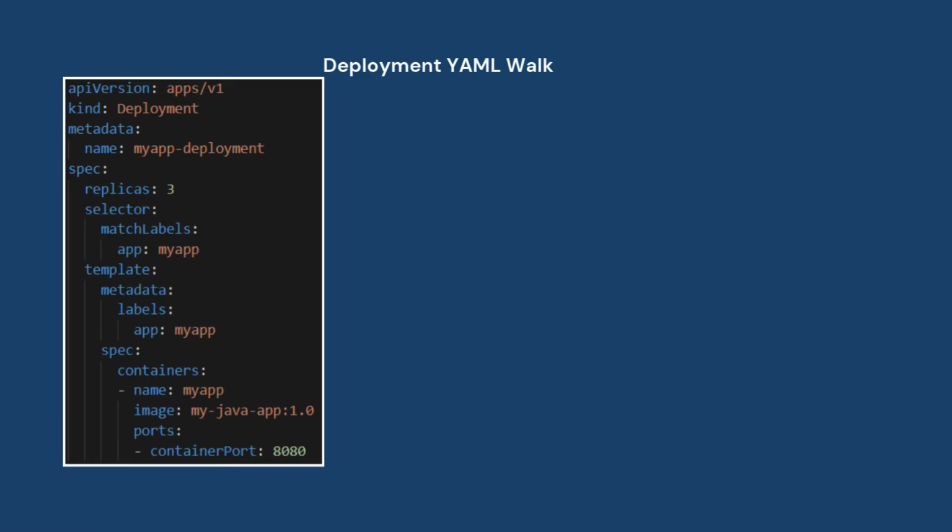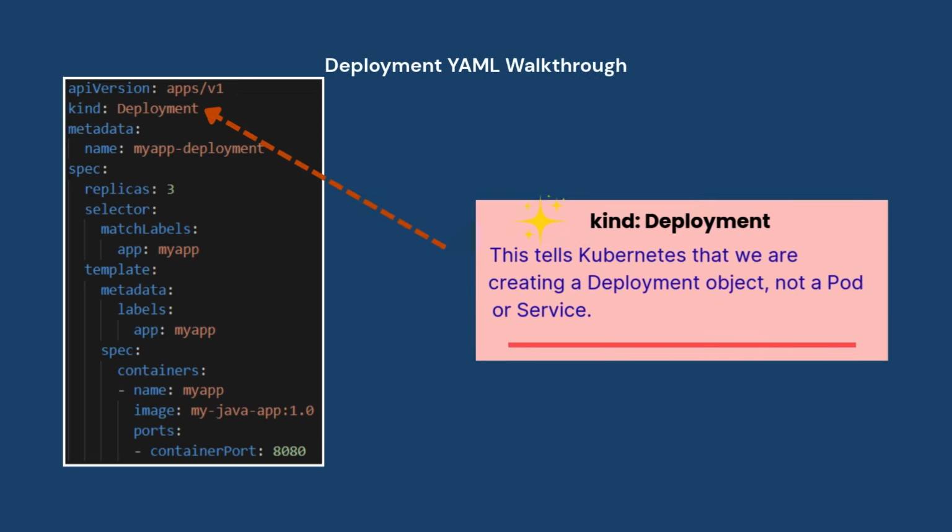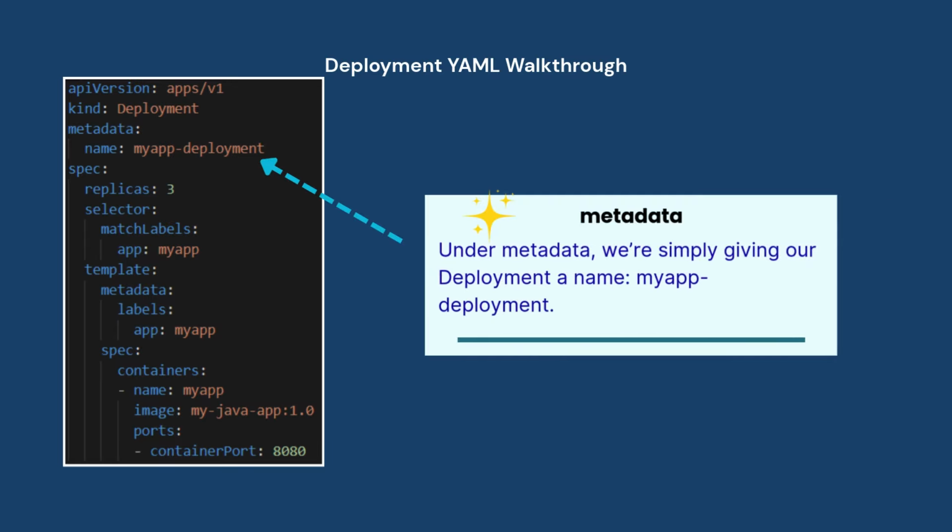So now let's start with some hands-on knowledge. And this right here is a basic structure of a deployment YAML. First, we have apiVersion apps/v1. This tells Kubernetes which API group and version we are using. For deployment, it's always apps/v1. Then, kind: Deployment. This tells Kubernetes that we are creating a deployment object, not a pod, not a service. Under metadata, we are simply giving our deployment a name, my-app-deployment.